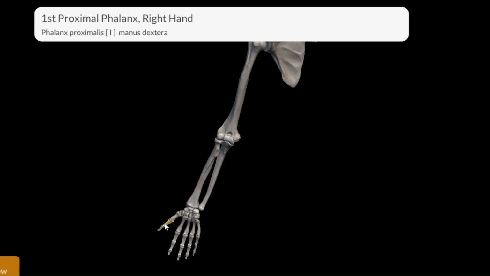These are phalanges. When they are near to the carpals or the metacarpals, or near to your forearm, we call them proximal. And when they are far, like this tip, we call it distal. Distal is far away, proximal is closer. And then we have what we call the medial, those that are in the middle.